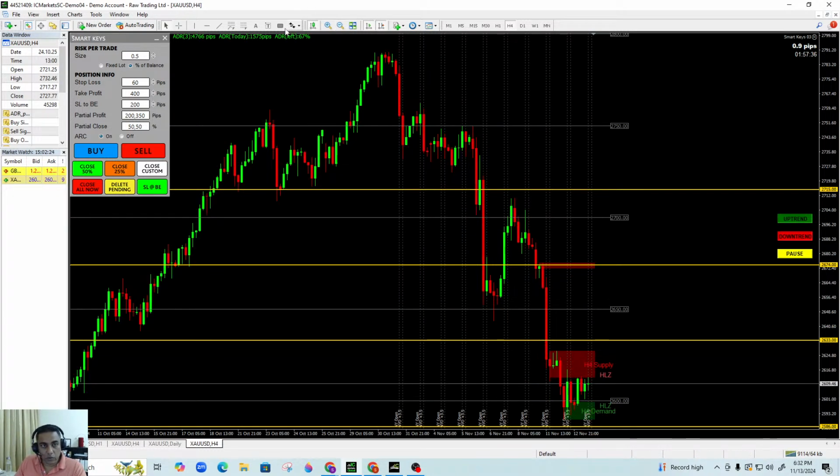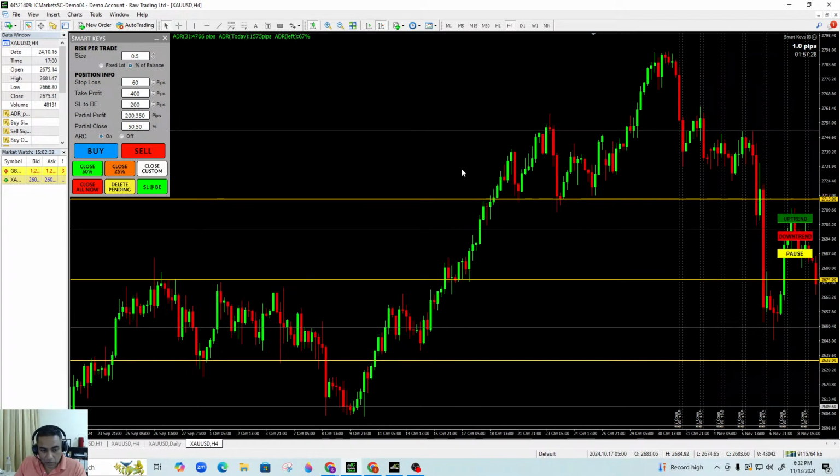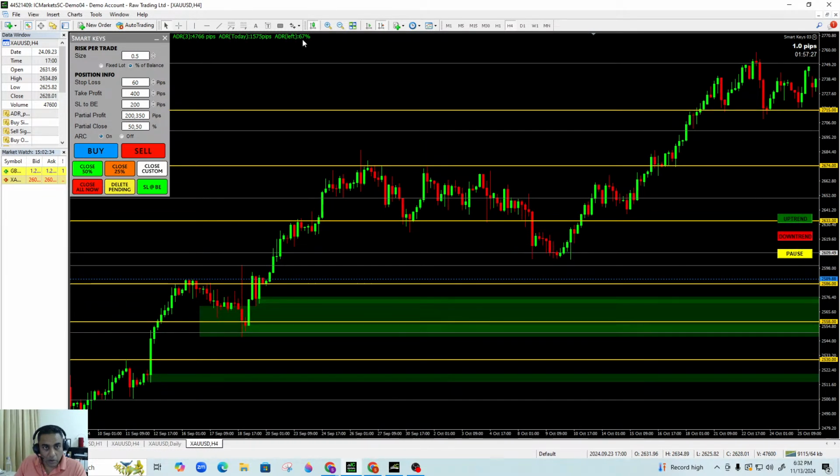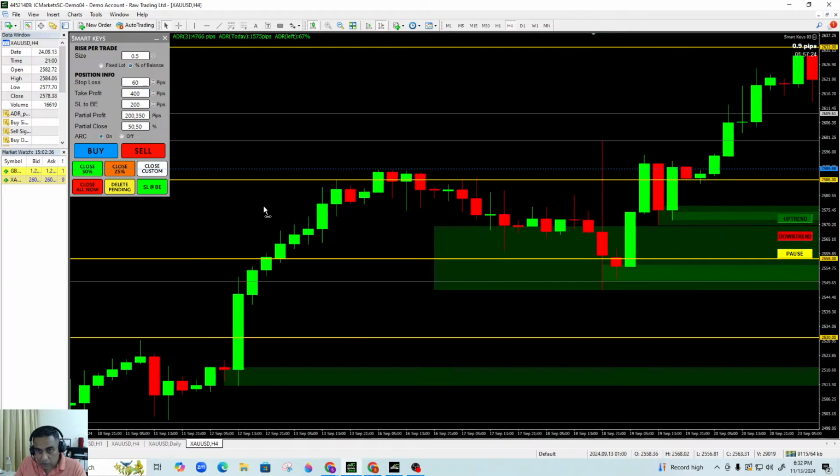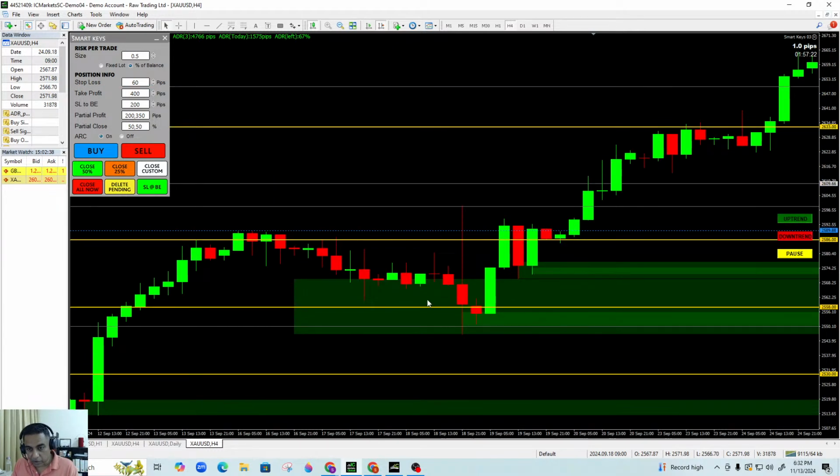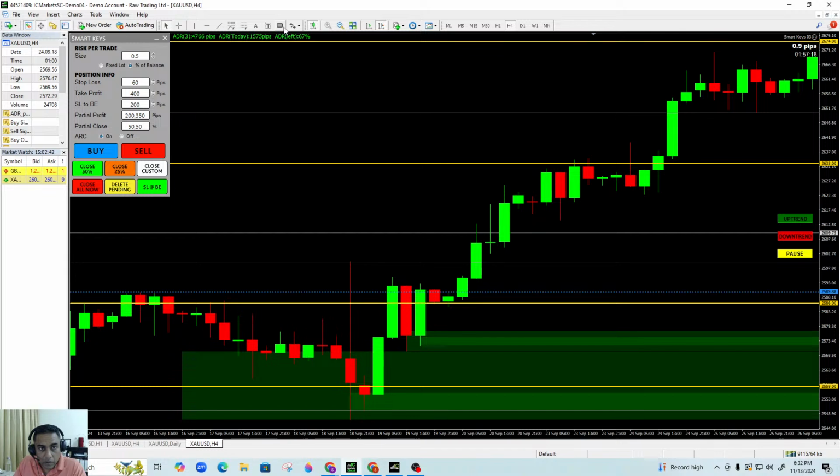Okay, so further left below this line here, let's look at demand. So this level, yeah, there is a level right here. This is what we had drawn yesterday, and we're going to redraw it now. Rally, two basing candles and a rally.